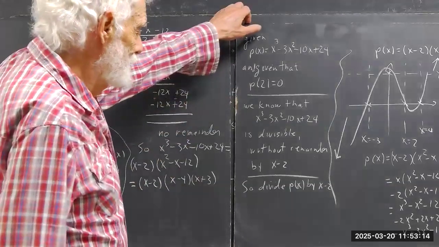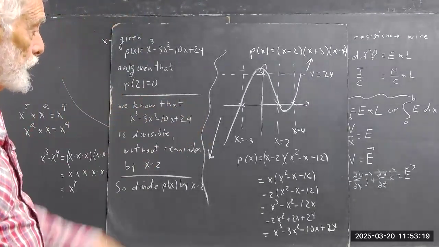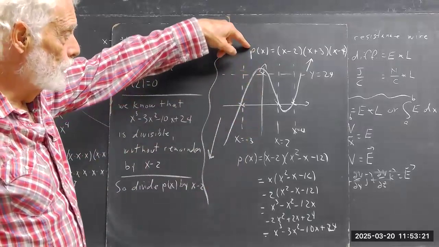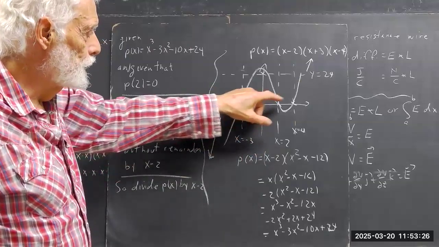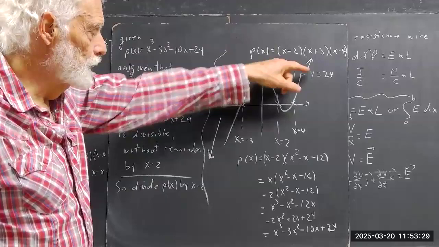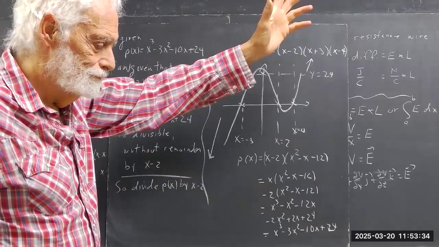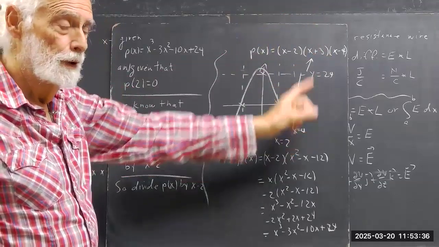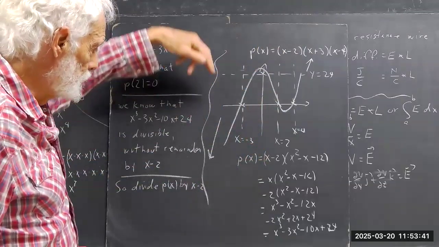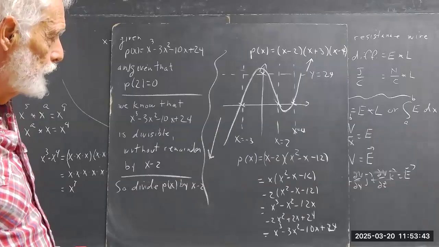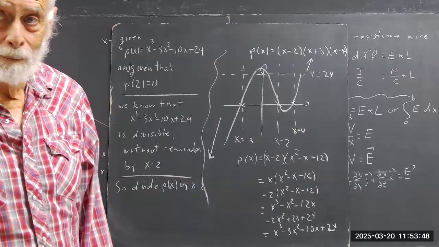So let's just talk about it. Now, I think that this function has zeros at -3, 2, and 4, and has a y-intercept at 24. And for long run behavior, as x goes to infinity, the thing goes to infinity really fast. As x goes to negative infinity, it goes to negative infinity really fast. So there's a graph.